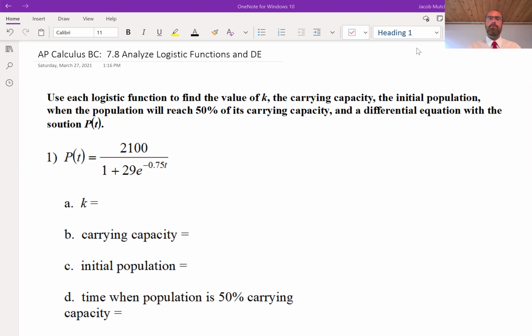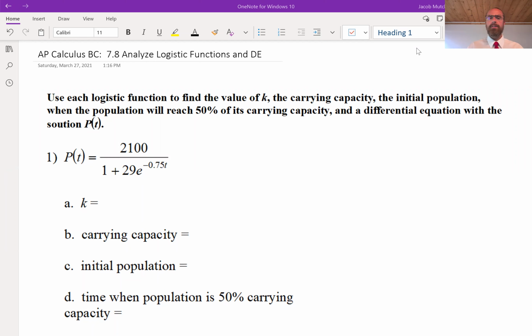Welcome to Calculus. Today we will investigate how to analyze logistic functions and logistic differential equations. We'll take a look at two examples, one of each. Our first example is going to start with the logistic function P of t equals 2,100 divided by 1 plus 29e to the power of negative 0.75t.